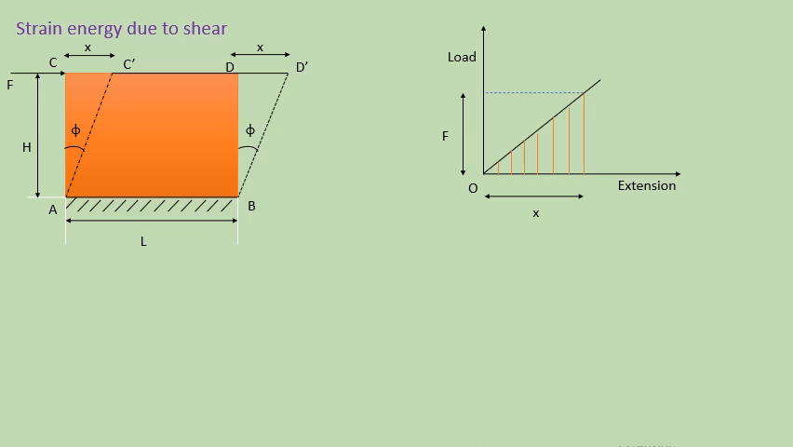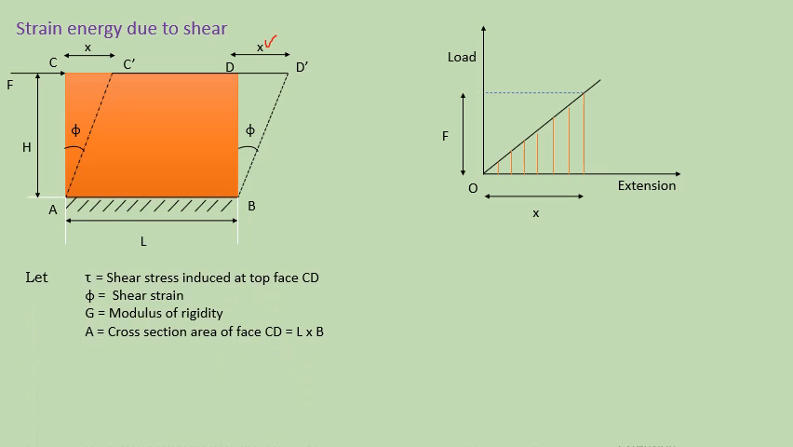So the area under this curve or graph gives the work done. Along the x-axis we have the extension x and along the y-axis we have the applied load F. Here tau represents the shear stress induced at the top face CD and phi is the shear strain and G is the modulus of rigidity of the material. A is the cross sectional area of the face, which can be determined by length into breadth.